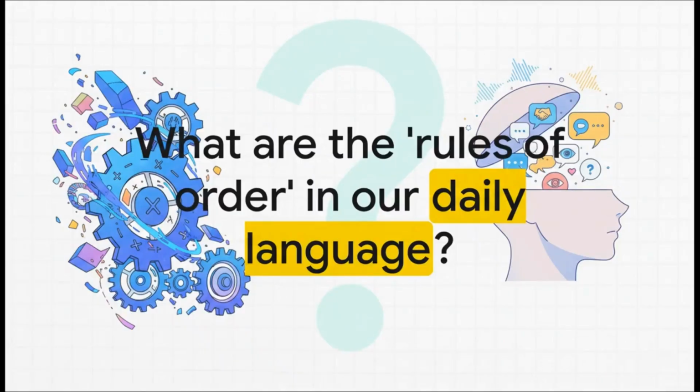Which brings us to a final thought to chew on. Math has its order of operations for perfect clarity. So what are the unspoken rules of order that we all use in our everyday conversations to make sure that we actually understand what the other person means?